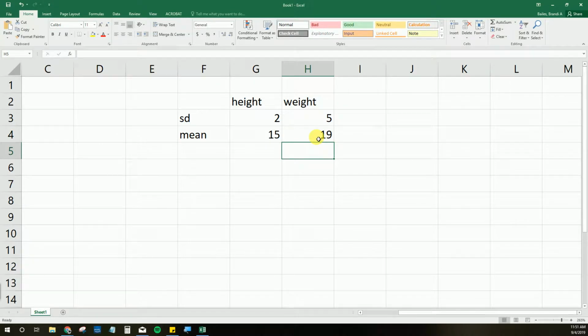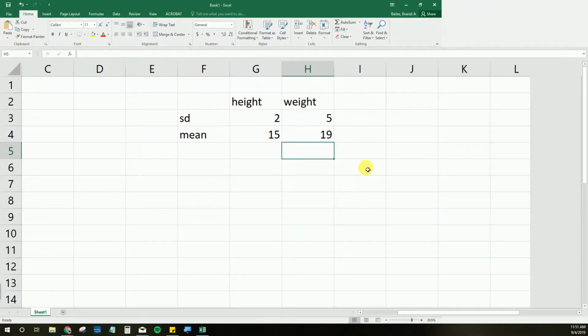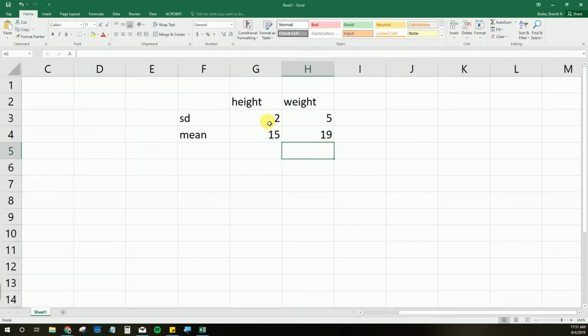Okay, so I have this data set, I found out these two pieces of information from it, and now I want to know which one actually has more variation. And that sounds like a complicated question, but what coefficient of variation allows us to do is turn that variation into a percentage that doesn't have any units by using division. So standard deviation has a unit. I have 2 inches or feet for height, and weight has a unit.